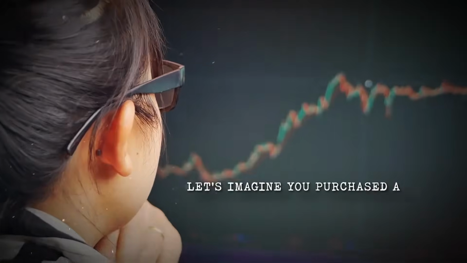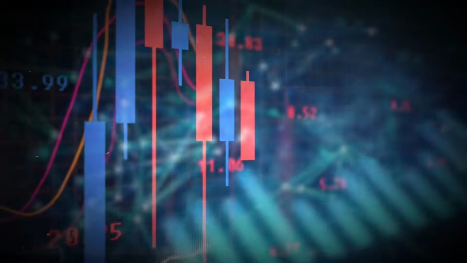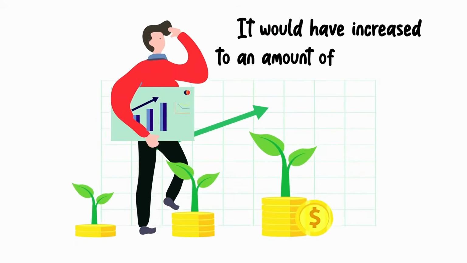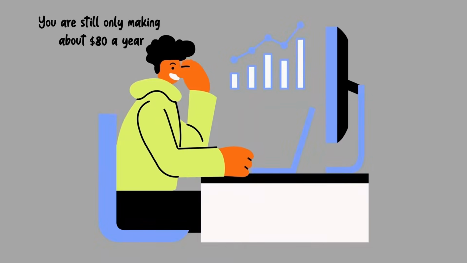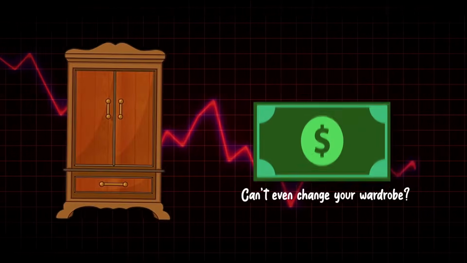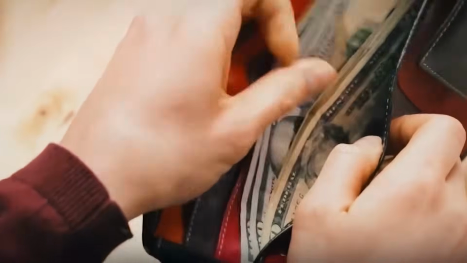Let's imagine you purchase a solid stock with a 10-year average return of 7%. After 10 years, if you had made a single investment of $500 in this stock, it would have increased to an amount of $1,574 by then. Although that isn't excellent in comparison to the other two, you're still only making about $80 a year. What else can be done with that type of money if it can't even change your wardrobe? You can now see why using these techniques is a bad choice for your $500 investment.